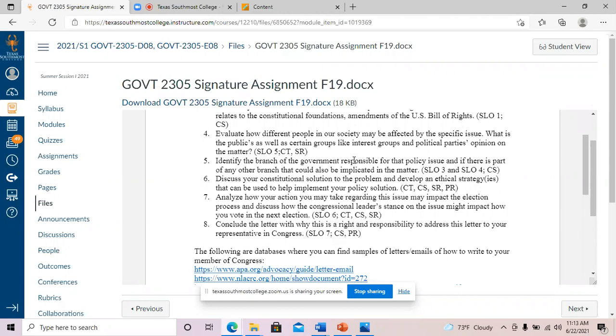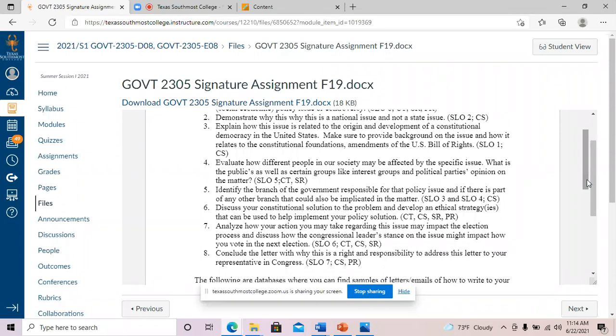And then conclude the letter with why this is a right and responsibility to address this letter to your representative in Congress. So you see what I was talking about, this is why I prefer for you all to write to your member of Congress that does serve you, because at the end of the letter, you have to write why you have the right to contact them about this. So if I was writing this letter, I'd be writing it to Vicente Gonzalez, because I have the right to contact him because he's my member of Congress. I am one of his constituents, he's going to need my vote when he's up for re-election. So he does need to listen to what I have to ask of him, for that reason. You know what I mean? So that pretty much sums up what the letter is going to be comprised of.